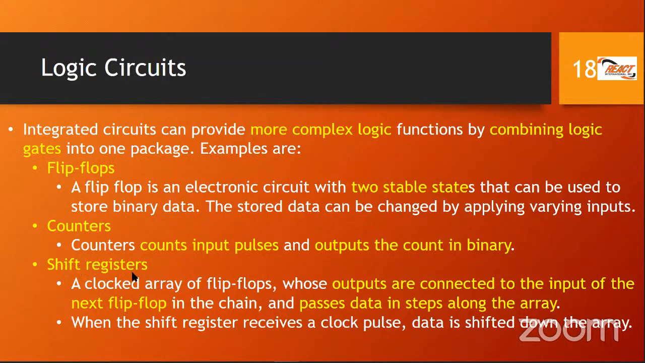And then there are shift registers. Well, we have a little more to say about shift registers in another slide coming up. But for now, we'll just say that a shift register is what we call a clocked array of flip-flops, where the output of each is connected to the input of the next flip-flop. That's why we say it's an array. So you have multiple flip-flops, the output of one connected to the input of the other, sort of a daisy chain, as they say. And it passes data in steps along the array. When the shift register receives a clock pulse, it shifts the data further down the array. And again, we'll come back to shift registers in a slide in a bit and deal with a little more detail of the shift register.